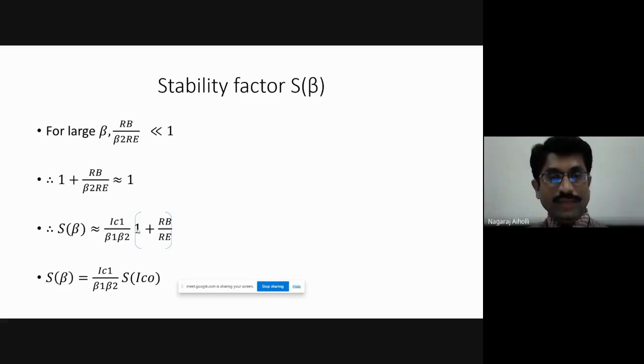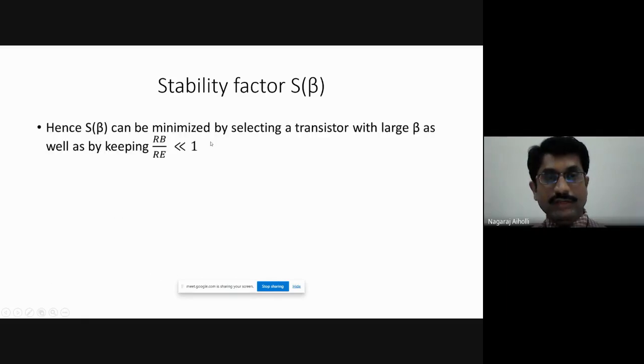Correct. It should be less, because 1 plus RB by RE is in the numerator here. S of beta is directly proportional to 1 plus RB by RE. So if 1 plus RB by RE is less, S of beta will be less, and if it is more, S of beta will be more. That is what is mentioned here: S of beta can be minimized by selecting a transistor with large beta, as well as by keeping RB by RE less than 1, or RB by RE less.